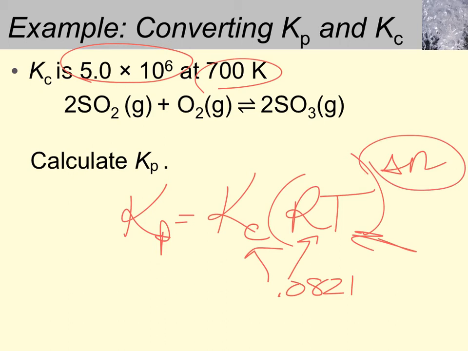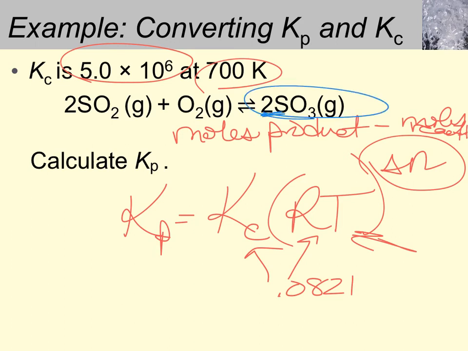The key here is to figure out what delta N is. Remember, that's the moles of product that are gas minus the moles of reactant that are gas. How many product molecules do we have that are gas? We have 2. That's going to be 2 minus. How many reactant moles or molecules are gas? Here's 2, and then plus we have 1 more gas, so a total of 3 on the reactant side. So our delta N value is minus 1.